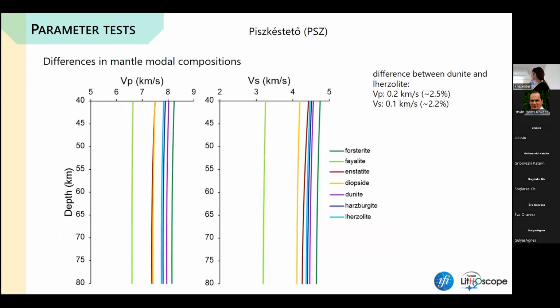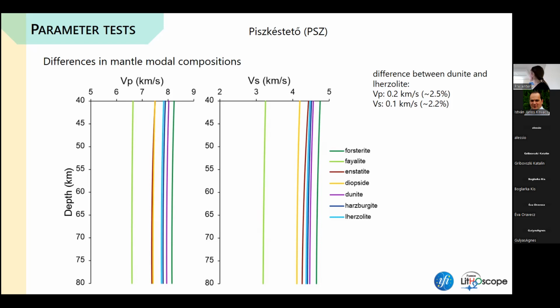Okay, the next parameter is the model composition in the mantle. Here I put on this diagram some of the most common mantle minerals and mantle rocks. Generally, the two end members, so to say, are forsterite and fayalite, which are magnesium olivine and iron olivine. Basically, the biggest difference is caused by iron olivine. So iron can have an effect of decreasing the seismic velocity, but its presence in the mantle is quite low.